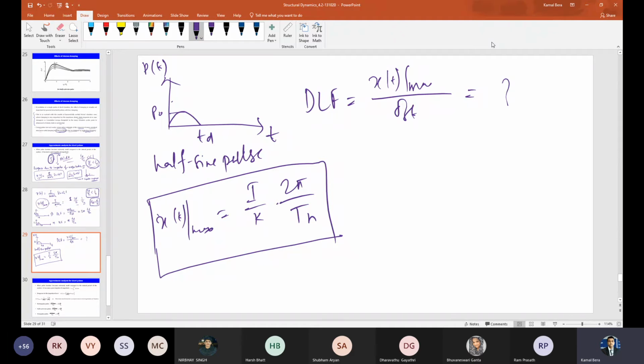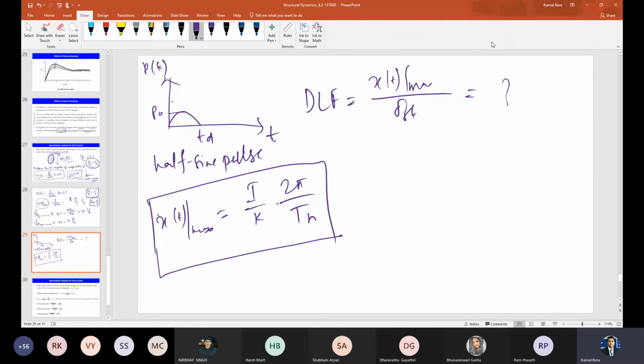So what is the maximum value, x(t) max? When sin becomes 1, because sin can take a maximum value of 1, you get I divided by m omega n. I can write this in a different form as I by k into 2 pi by Tn, because I want to introduce the time period Tn of the system. Now we know the DLF is x(t) max divided by P naught by k, the static displacement delta st. That is what we are going to find out. So the DLF for three types of loading: rectangular pulse, symmetric triangular pulse, and half sine pulse.